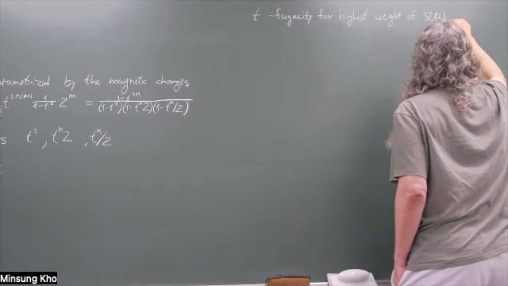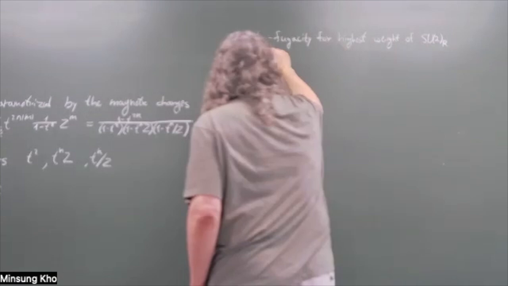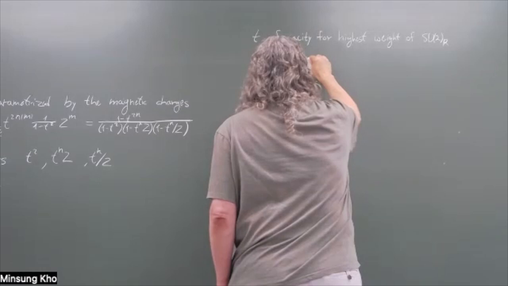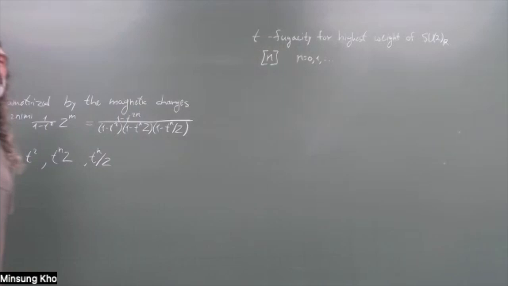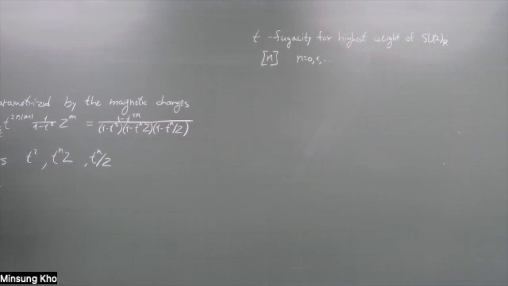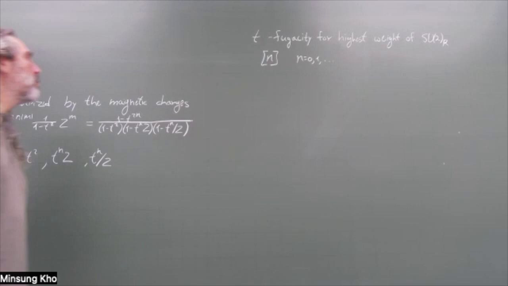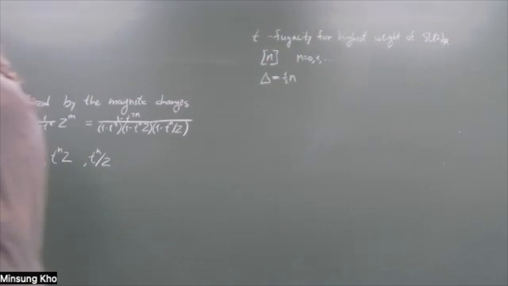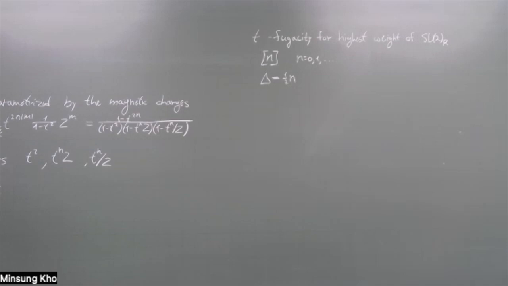Okay. And the highest weight for SU2R is given by an integer number n. So that's the highest weight. n can be 0, 1, any non-negative integer number. And the dimension here is given by a 1/2 factor compared to that. So delta is half. Yeah. So delta is the spin under SU2R, and n is the highest weight under SU2R.